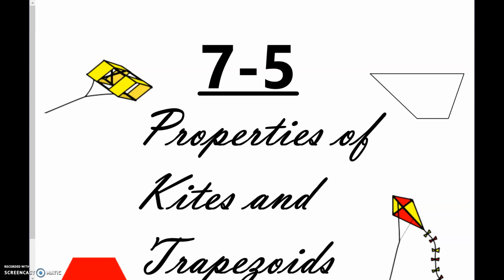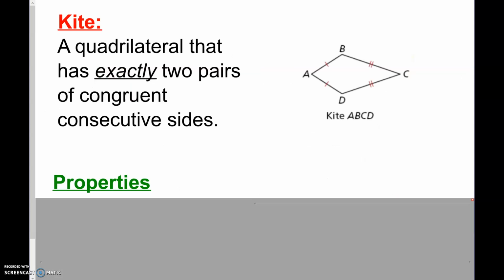So kites and trapezoids are the two special quadrilaterals that we're going to be talking about today. So first, what is a kite? Well, first, we have to say that it's a quadrilateral.